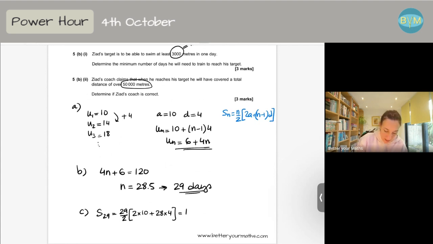I get 1,914 lengths, which is 47,000. So I'm multiplying by 25 meters per length, 47,850 meters, which is less than 50,000. So it's very close. So the coach is not correct.